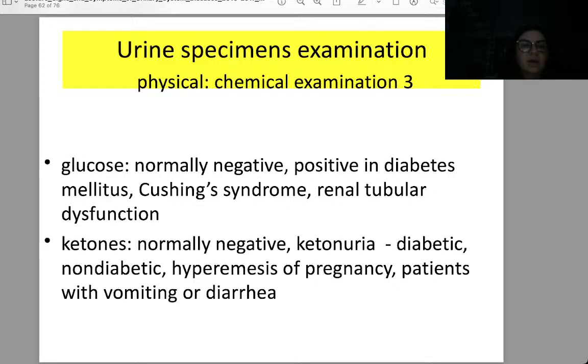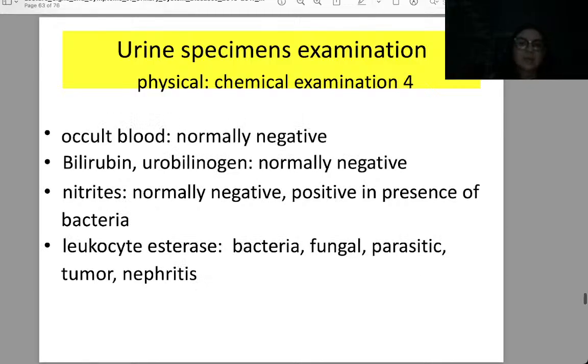Chemical examination includes glucose. It is normally negative, positive in diabetes mellitus, Cushing's syndrome, and renal tubular dysfunction. Ketones are normally negative. Ketonuria can be in diabetic and non-diabetic patients, hyperemesis of pregnancy, and patients with vomiting or diarrhea. Blood is normally negative. Bilirubin, urobilinogen normally negative, positive in jaundice. Nitrates usually negative, positive in presence of bacteriuria.